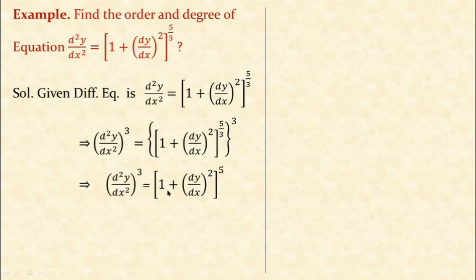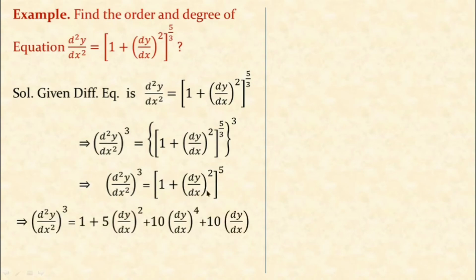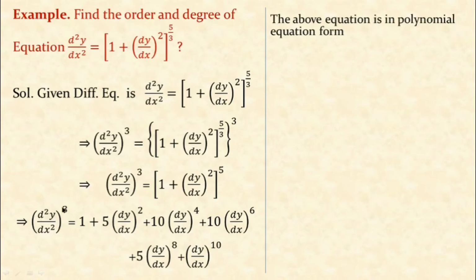So here we apply the binomial theorem. We get this term the same, and we use the binomial theorem for this expansion. So this is C0, C1, C2, C3, C4, C5, whole power 1, whole power 2, like this we get the expansion. By expanding this using the binomial theorem, we get this. So this is a polynomial form in this case, because the exponent for this derivative is 2, for this 4, here we have 6, here 8, 10. All these exponents are positive integers. It is a polynomial form.